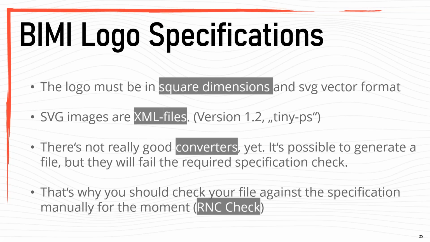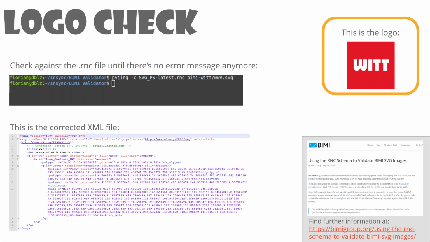There is one possibility to check the file, and that's also mentioned on the official BIMI group page. You can install Jingtrang. I will show you on the next slide probably. This one is a Python implementation, PyJing. In the end, it's a wrapper for a Java file to check against the RNC file. That's very technical. If you like technical details on how this works, then you should go to the BIMI group page, where it's described in detail. It's tricky, but it's definitely feasible.